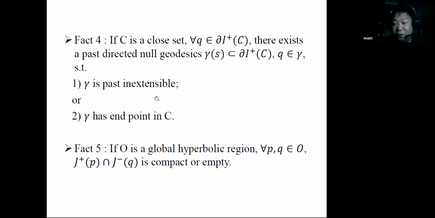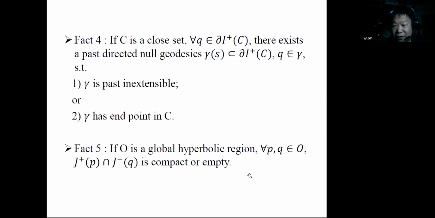Otherwise, if you remove some points from the light cone, then some generators will be broken, and then you will find the first case. That means gamma is past inextendable and cannot arrive at C in that meaning. Okay, that is fact 4.